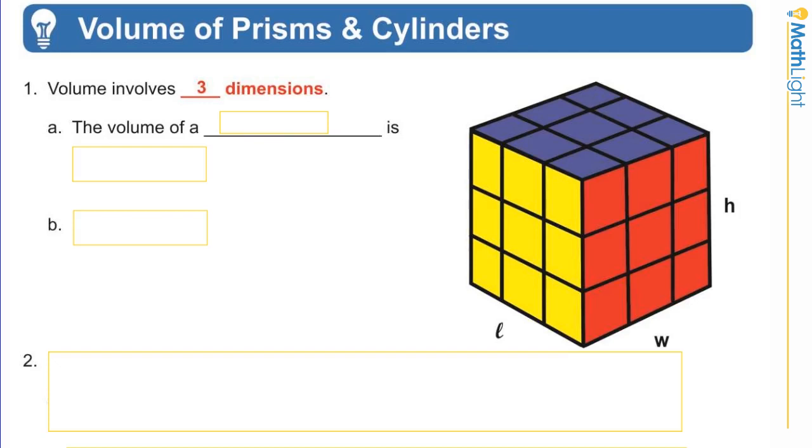But volume is definitely 3 dimensions, and really the idea of volume is how many cubic units it takes to fill an object. If you look at my example here of this cube, see that first cube? That's cube number 1. Here's cube number 2, number 3, number 4, number 5, number 6, number 7, number 8, number 9.